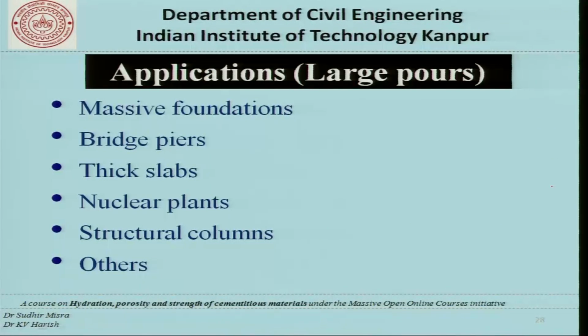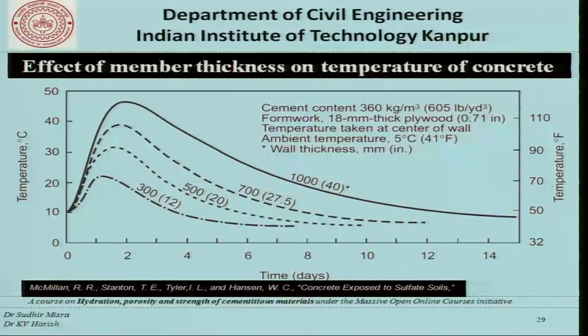Where does this discussion have applications? It has applications in massive foundations, bridge piers, thick slabs, concreting in nuclear plants, structural columns, and so many other places. And this is another graph which we talked about yesterday, which showed how the thickness of the concrete member affects the temperature rise, and we can see that if the thickness is varied from 300 mm to 1000 mm, there could be a substantial difference in the temperature rise that we see.